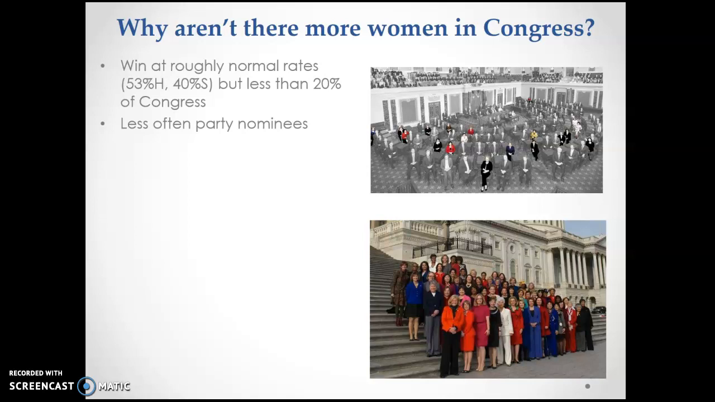And less run for a lot of reasons, right? We're going to look at them, some understandable and some an example of the patriarchy still in action. They're definitely less often their party's nominees, and women with children are shown, unsurprisingly, to run less often than men with children.